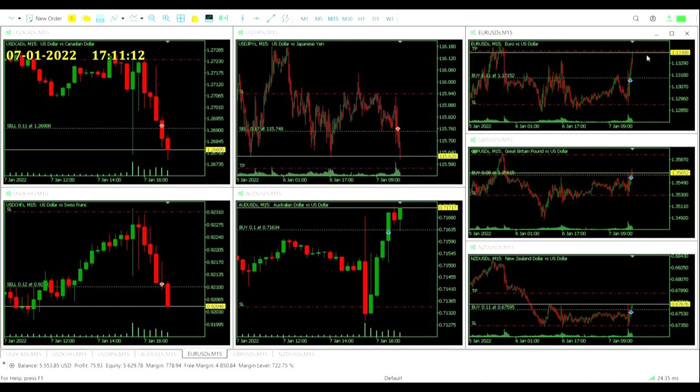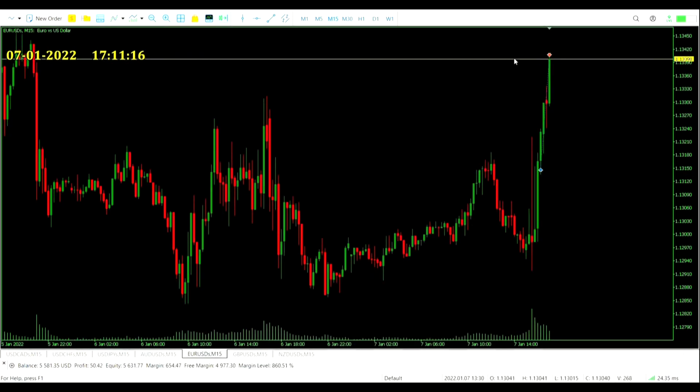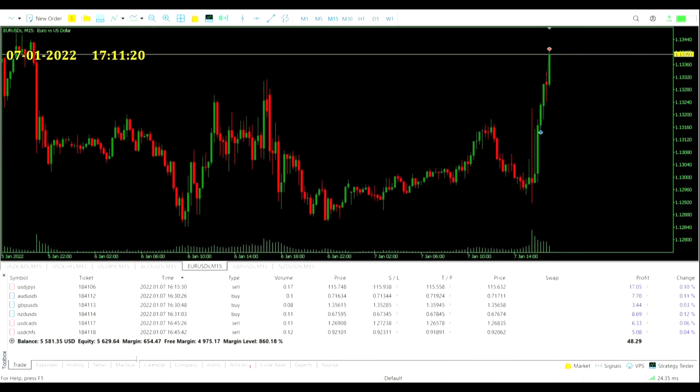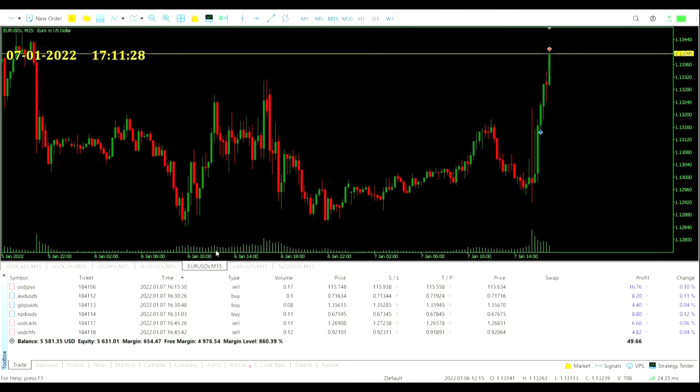And we should zoom in on the euro US dollar here because it is making a beeline for the take profit, and it does. There we go. Look at that. Euro US dollar comes through. So let's bring that up on the history. $27.50. No swap, no commission. That is a very nice start for us.